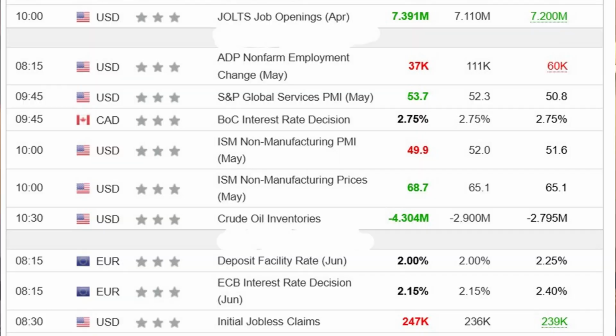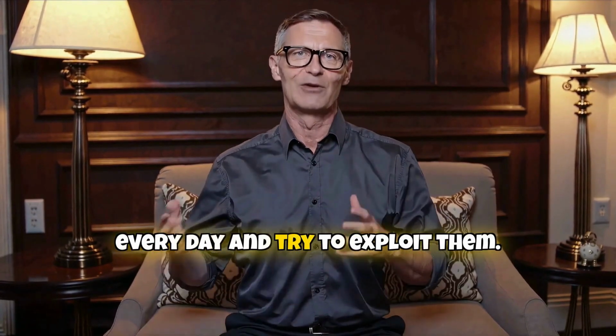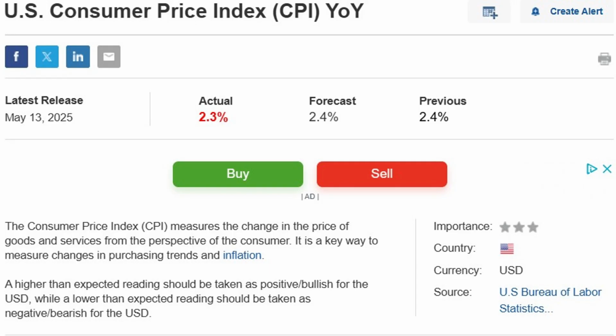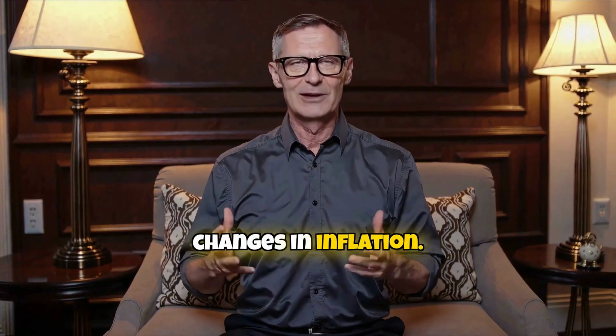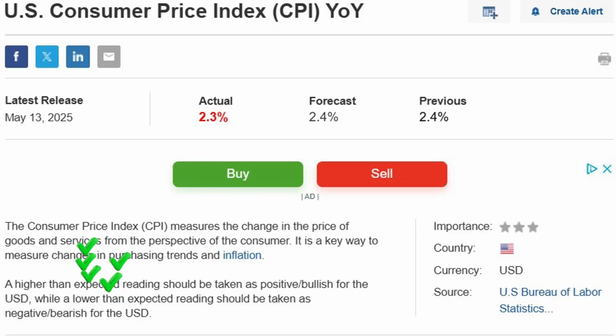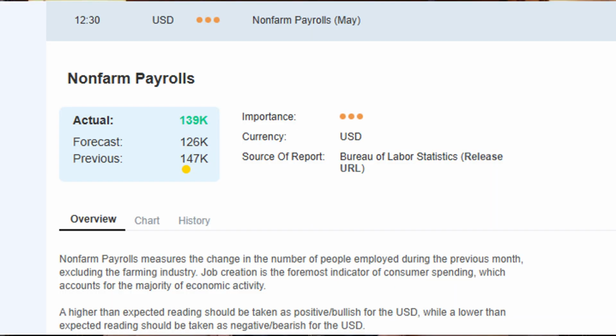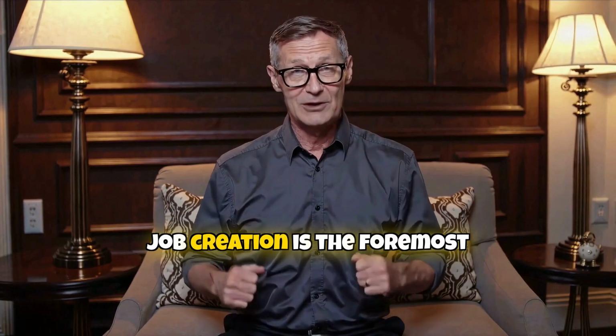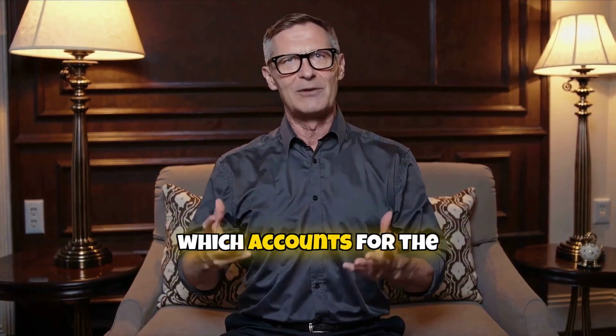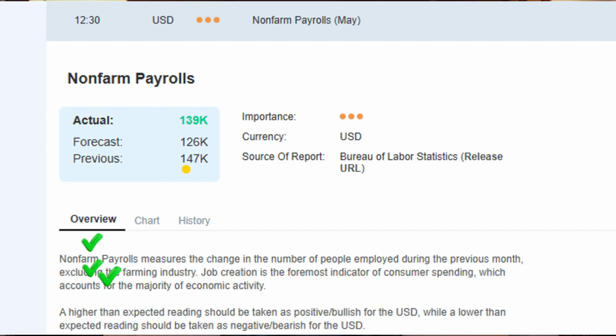Major events to watch. So, what should you watch? Here are some regular reports that you can see every day and try to exploit them. CPI, the Consumer Price Index, measures the change in the price of goods and services from the perspective of the consumer. It is a key way to measure changes in inflation. A higher than expected reading should be taken as positive for the currency. NFP, U.S. non-farm payrolls, measures the change in the number of people employed during the previous month, excluding the farming industry. Job creation is the foremost indicator of consumer spending, which accounts for the majority of economic activity. A higher than expected reading should be taken as positive for the USD.